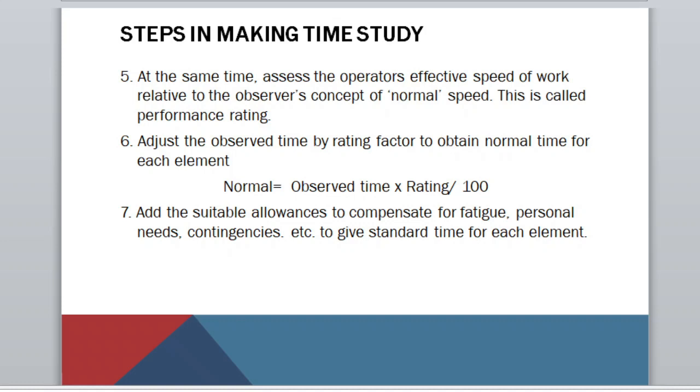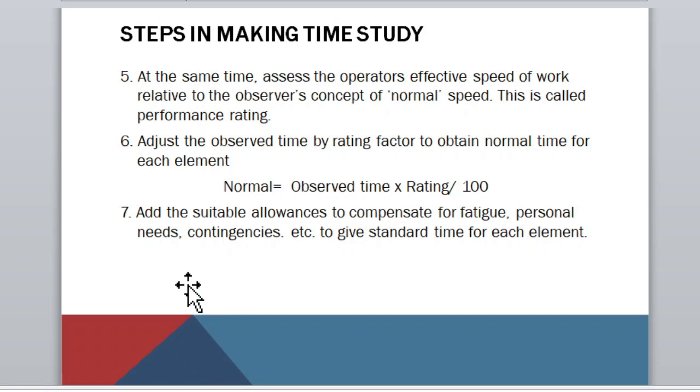Next is to adjust the observed time by the rating factor to obtain the normal time for each element. So how are we going to get the normal time? Here we are given the formula: normal time equals the observed time, the time you actually observed, times the rating, which is the performance rating, over 100.